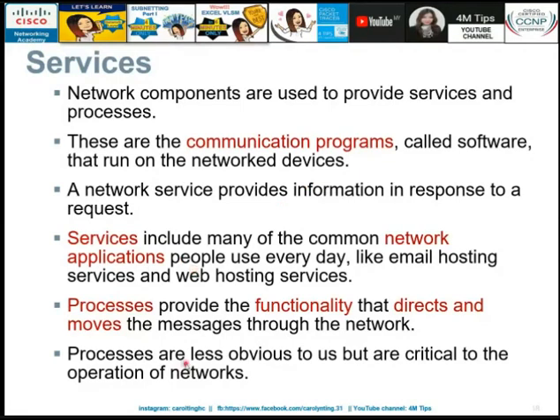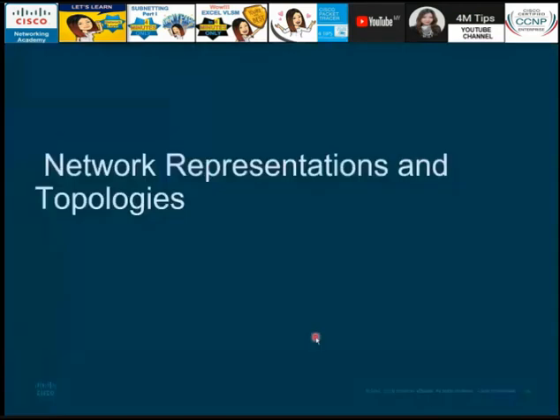Okay, so processes provide the functionality that directs and moves the message through the network. Processes are less obvious to us, but they are critical to the operation of the network. You can't see it, but you know that it's happening, like everybody can hear my voice very smoothly. There are processes working behind that provide the functionality that helps me convey the message wherever I say. Okay, you all can hear it. Okay, that will be the network components.